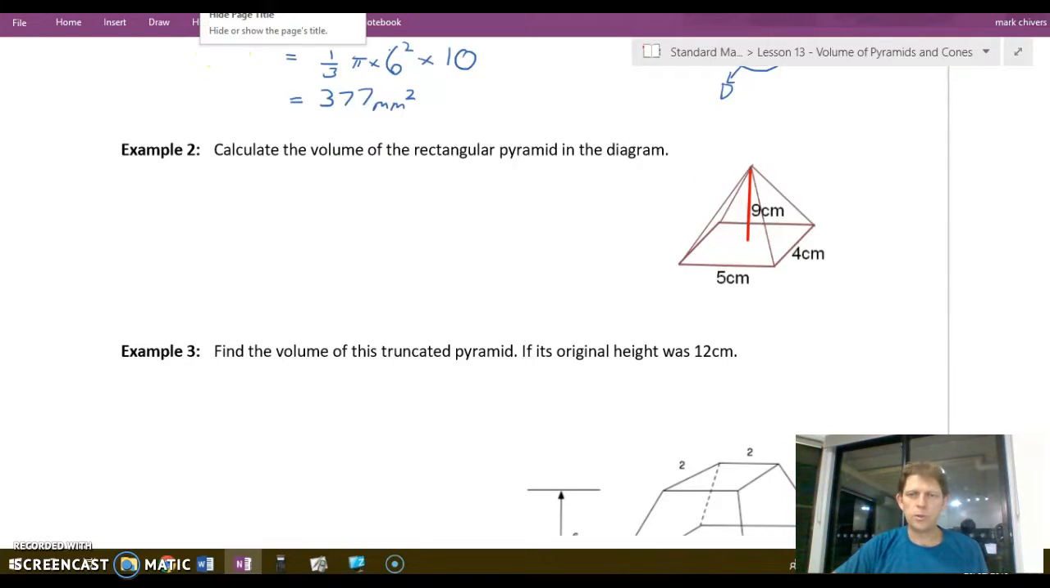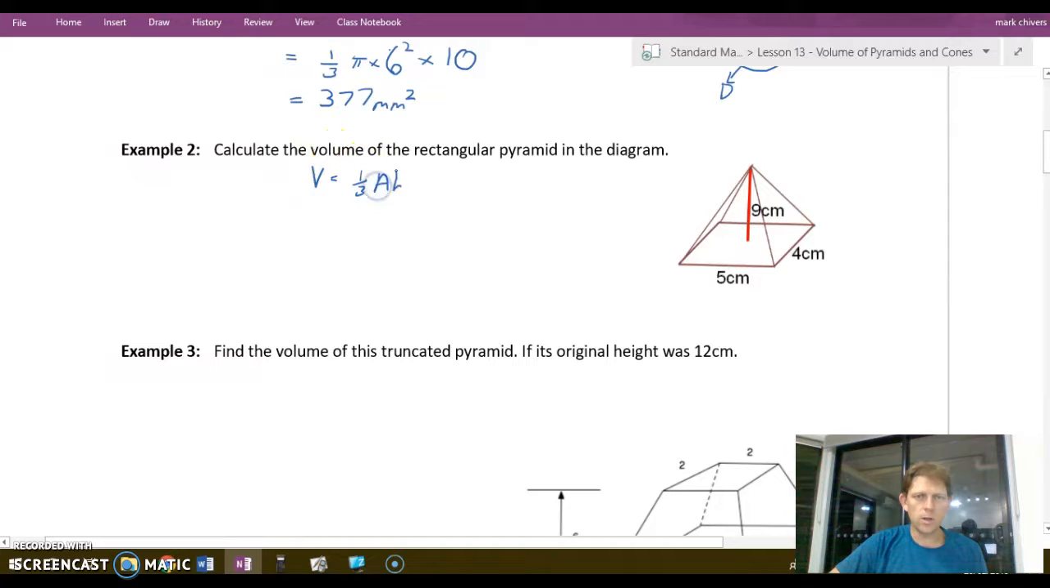In this particular example too, everything's in centimetres, so I can just pull out that formula. Volume equals area. Oh, sorry, I forgot the third, so we'll just go backwards. Volume equals 1/3 of the area of the base times the height. Now in this case, the shape on the bottom is a rectangle. It's 5 by 4 centimetres, and it says here it's a rectangular pyramid. So it's going to be a third of the length times the width, still times by that height.